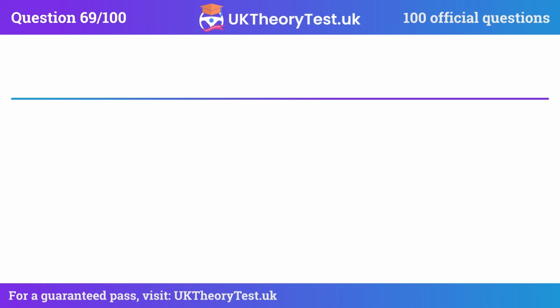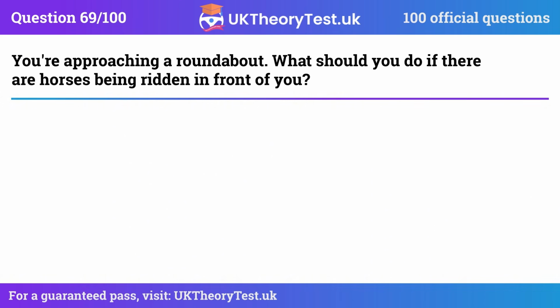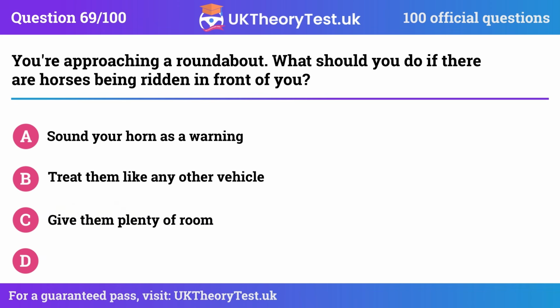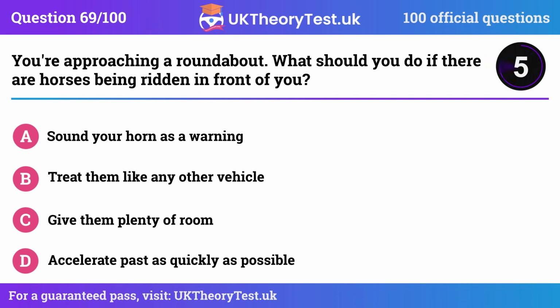Question 69. You're approaching a roundabout. What should you do if there are horses being ridden in front of you? A. Sound your horn as a warning. B. Treat them like any other vehicle. C. Give them plenty of room. D. Accelerate past as quickly as possible.